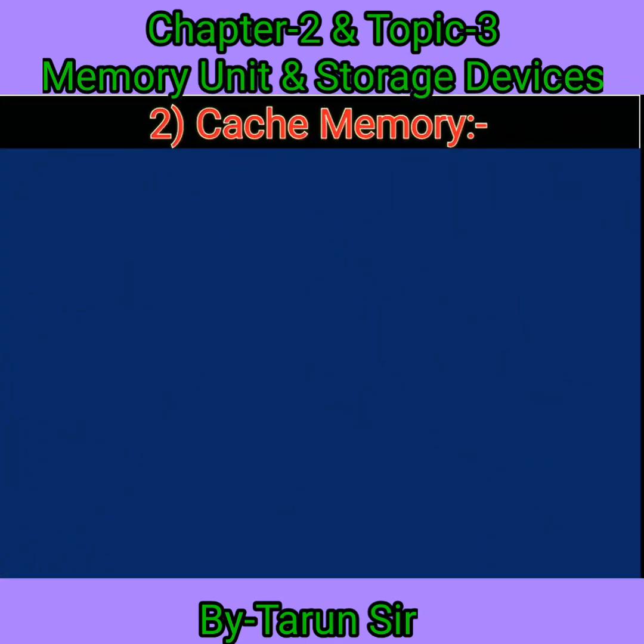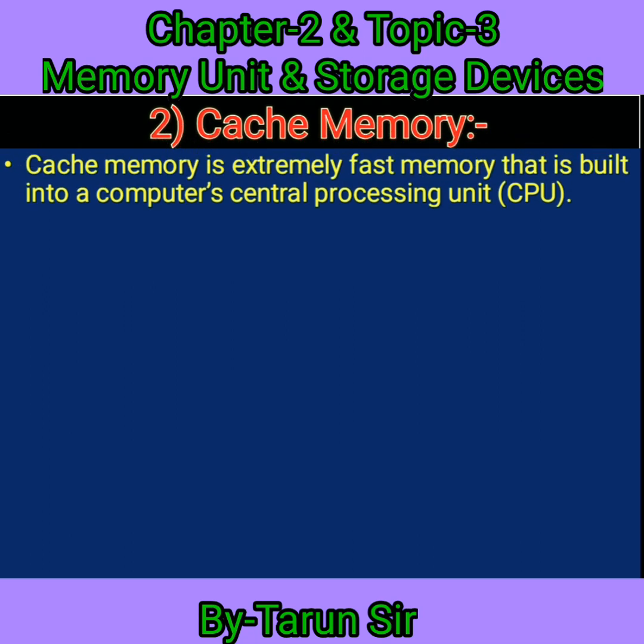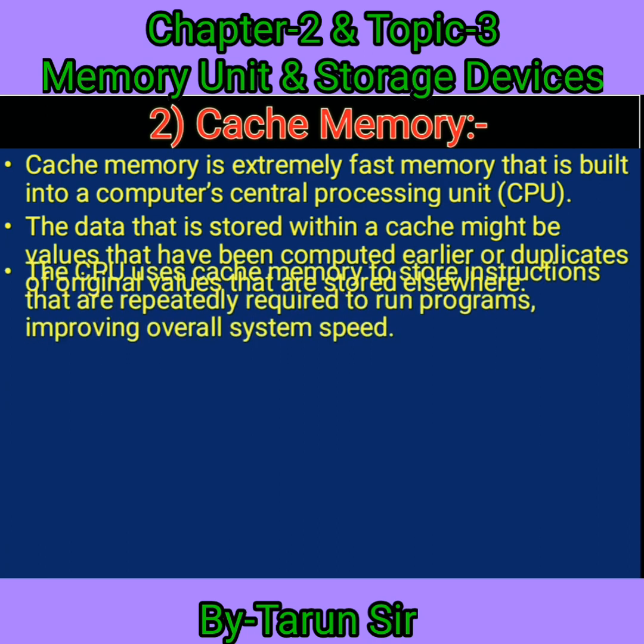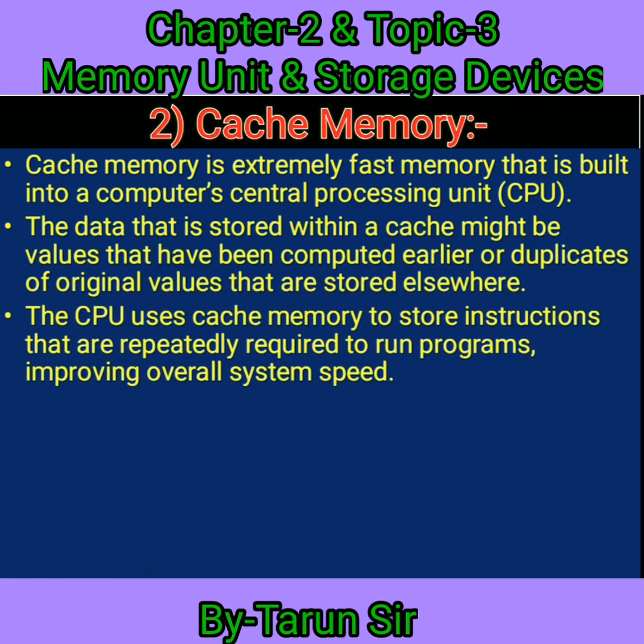And second, cache memory. Cache memory is extremely fast memory that is built into a computer's central processing unit, that is, the CPU. The data stored within a cache might be values that have been computed earlier or duplicates of original values that are stored elsewhere. The CPU uses cache memory to store instructions that are repeatedly required to run programs, improving overall system speed.